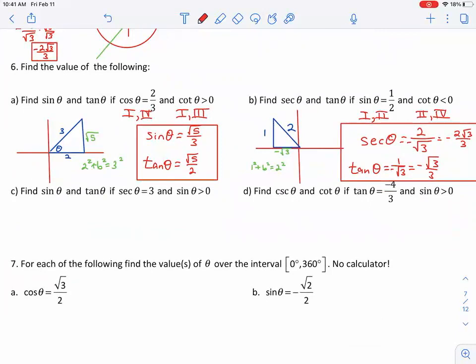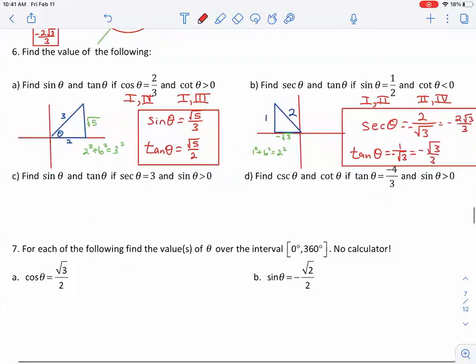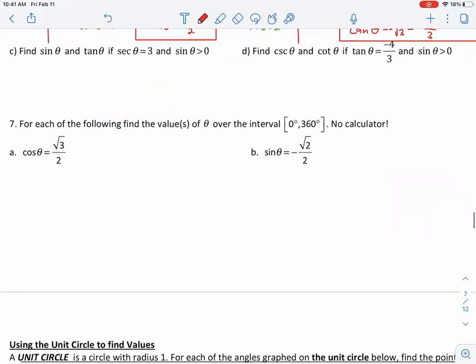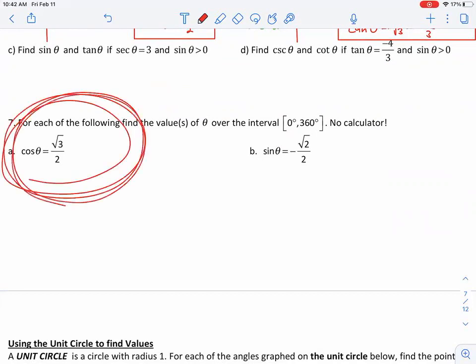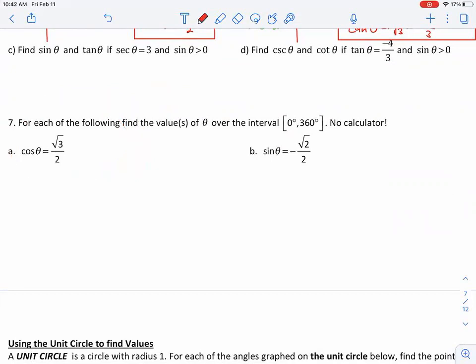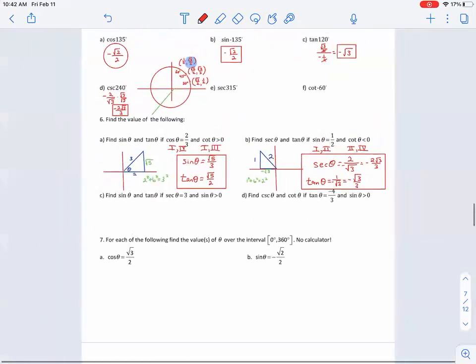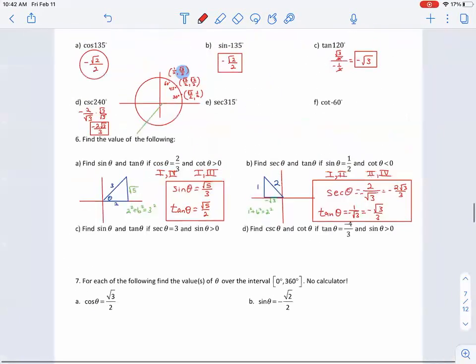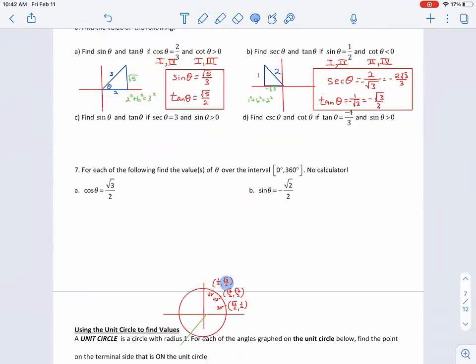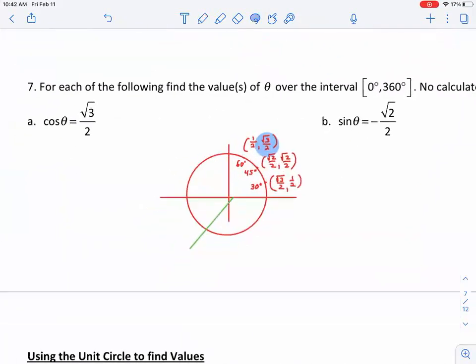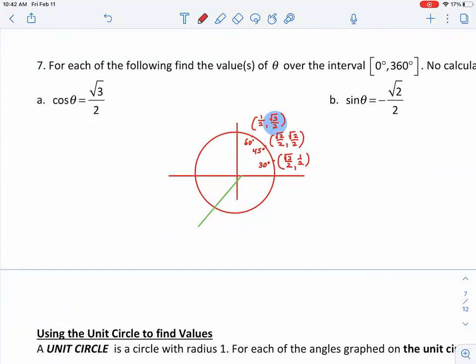Problem number 7, again, is a quadrant type question. It's saying for each of the following values of theta over the interval from 0 to 360, we want to find when is the cosine equal to √3 over 2. You know, I'm going to go back up here and grab this unit circle, and drag it down here because it's so important to help me determine at what angle the cosine would be √3 over 2.